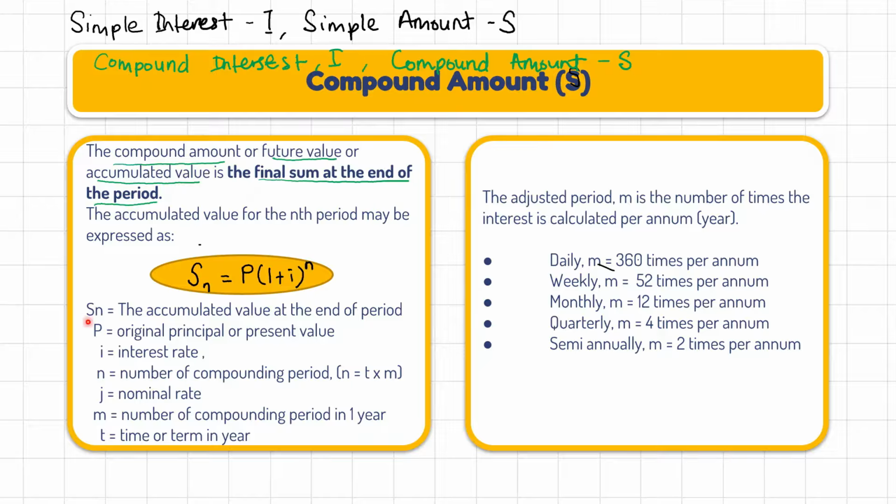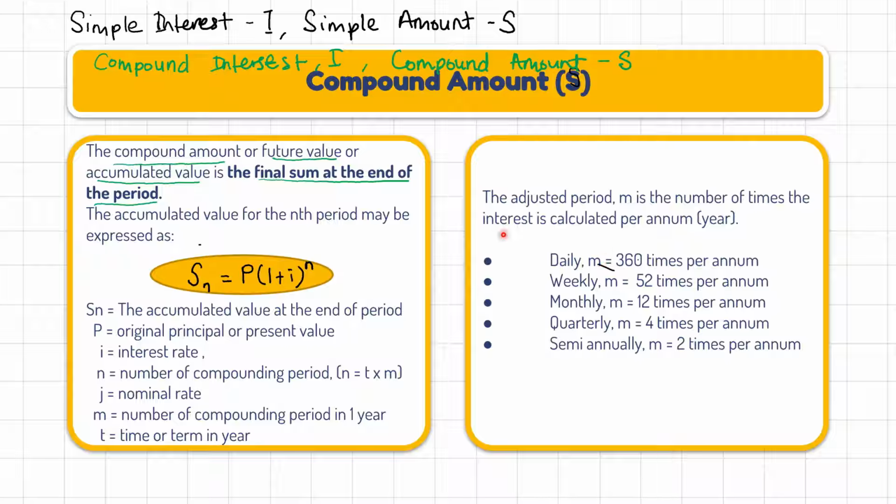Here we have Sn, which is the accumulated value at the end of the period. P is the original principal or the present value. i is the interest rate. n is the number of compounding periods, which is n equals t times m. j is the nominal rate. m is the number of compounding periods in 1 year. t is the time or term in years.